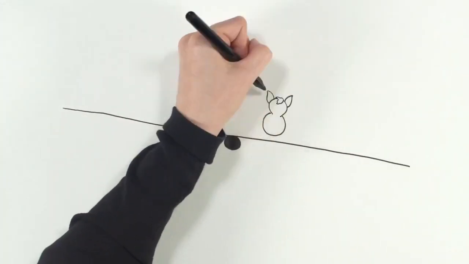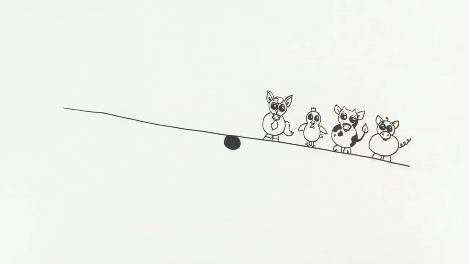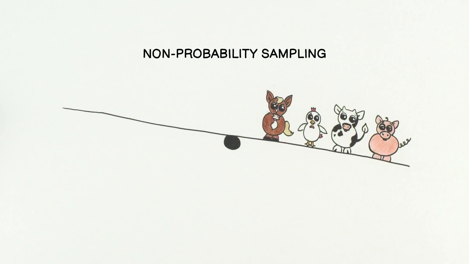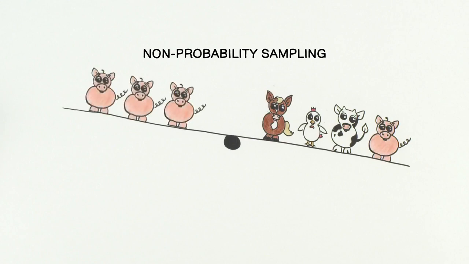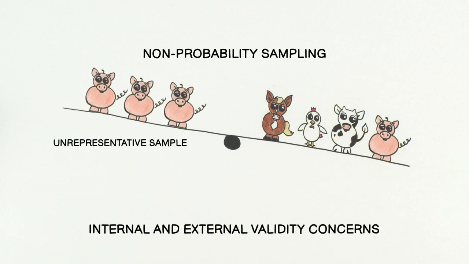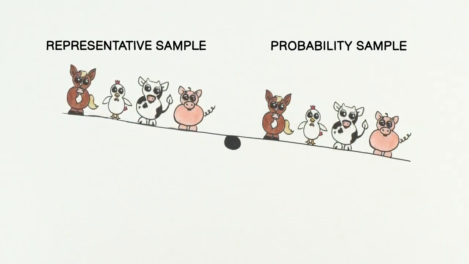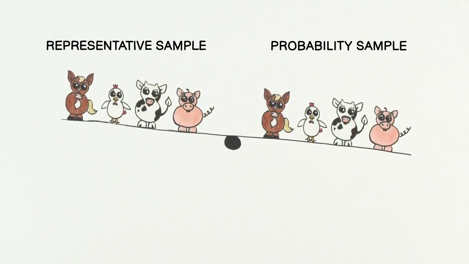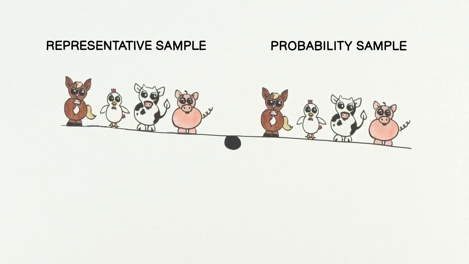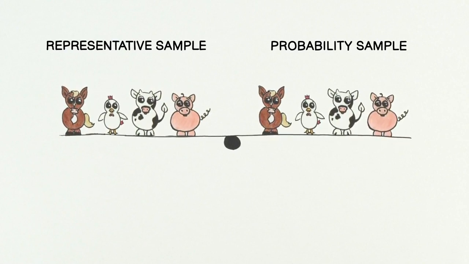The important thing to remember with non-probabilistic methods is that all members in the population do not have an equal chance of being selected, and while these methods can be cheap and relatively easy to do, the results obtained may have poor internal and external validity, because those selected may be different from those who are not. Probability sampling addresses these limitations by employing the use of a random process. This helps ensure that any sample taken from the population will be representative of the population under investigation.